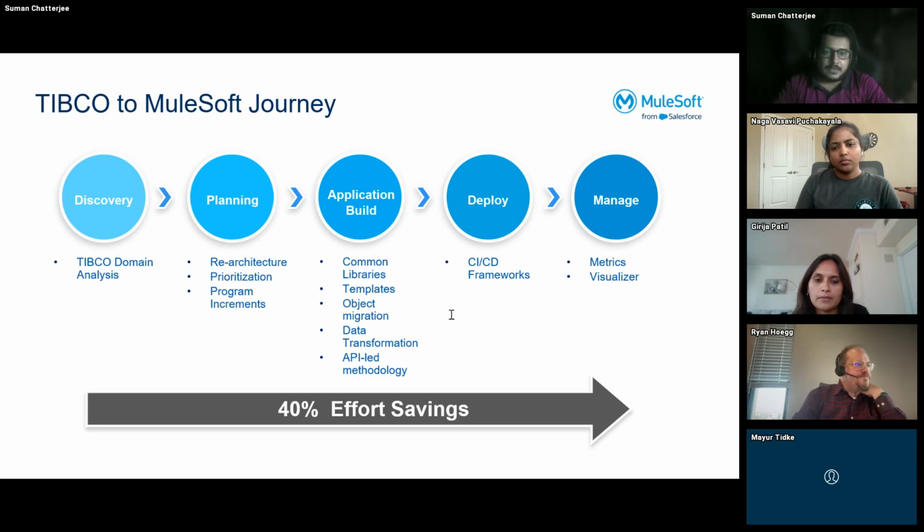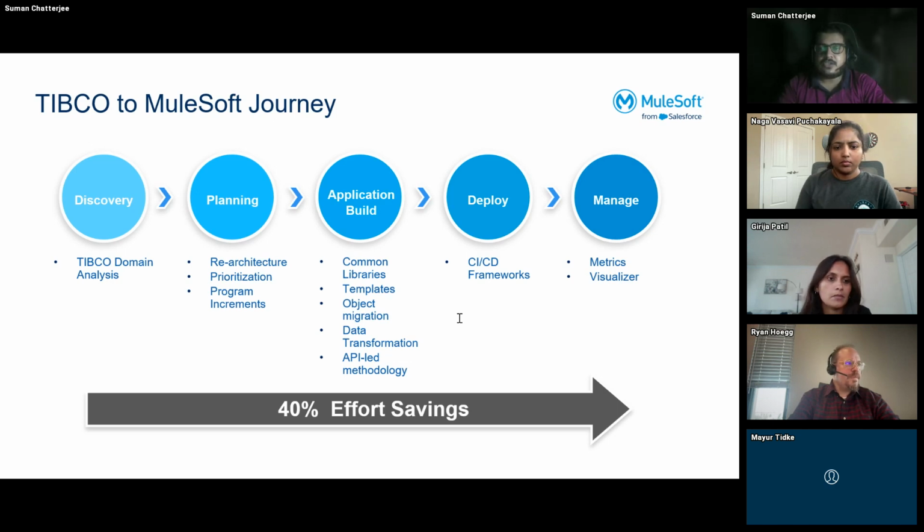Now again, I'll come to the prioritization in the next slide, but as of now, try to understand this is one of the most important phases of your migration journey. Now coming to the build phase. What happens in the build phase? Once you've done this planning and analysis and all those things, when you come to the build side, you want to reduce the effort that the team puts in to do the actual code migration.